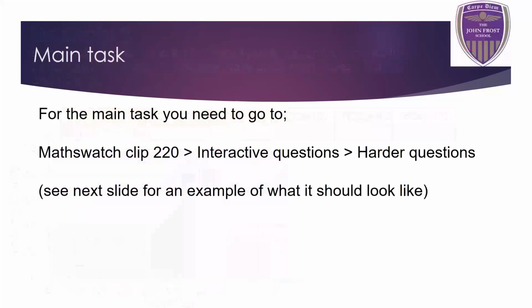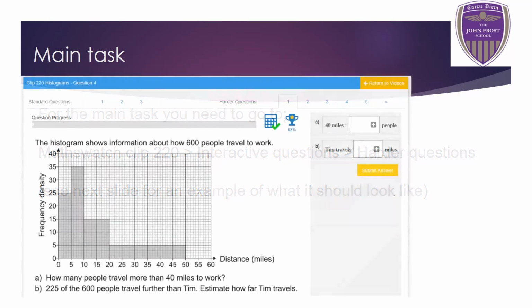So for the main task then for this one, all right, it's difficult to do this from home. So the best way that you can have a go at some of these questions yourself now is if you go to MathsWatch, click 220, okay, and click on the video, and then click the interactive questions at the top, and then go across to the hard questions on the right hand side, okay, because the easier questions are all to do with drawing histograms, which we haven't done yet. So I want you to look at the harder questions, okay, and then on the next slide here, look, so this is what it should look like.